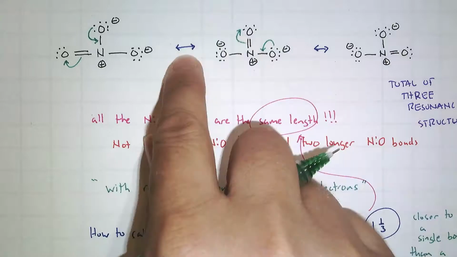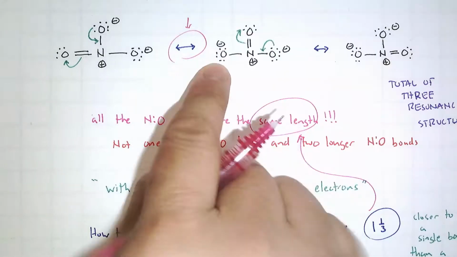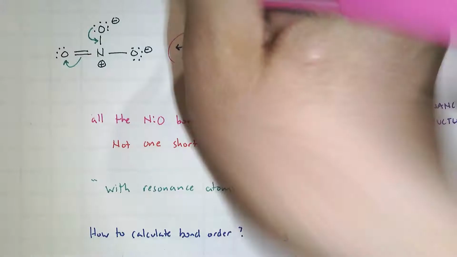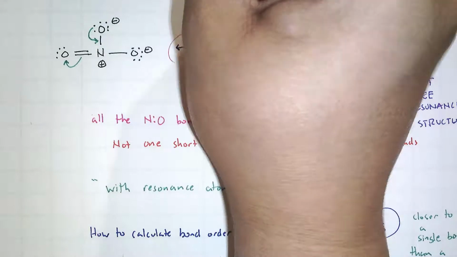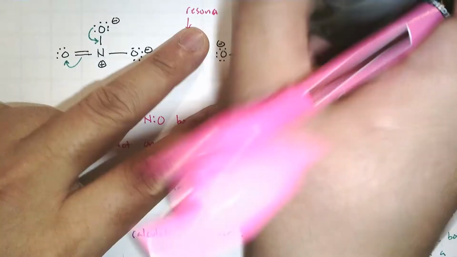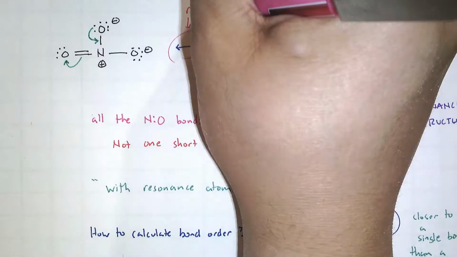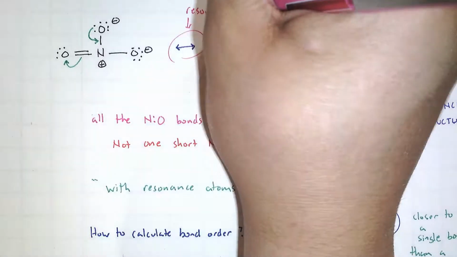So this arrow is super important. This is called a resonance arrow. It's not a back and forth arrow. Some of you who know a little bit about reactions understand equilibrium. This is not equilibrium. This is a resonance arrow.